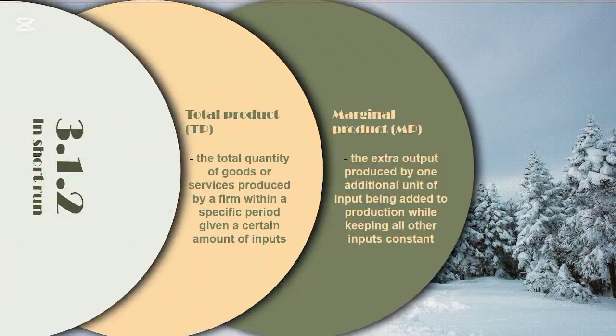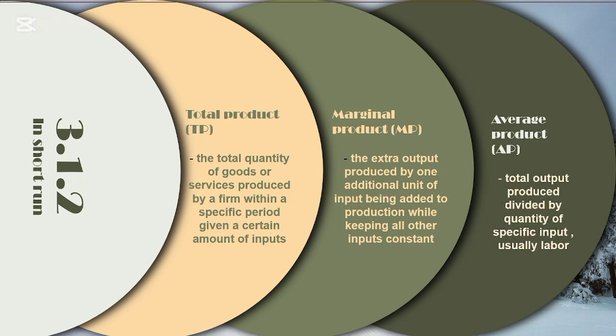At first comes total product. The total product refers to the total quantity of goods produced by a firm during a given period of time with a given number of units. For example, if 5 laborers produce 6 kg of wheat each, then the total product is 30 kg.